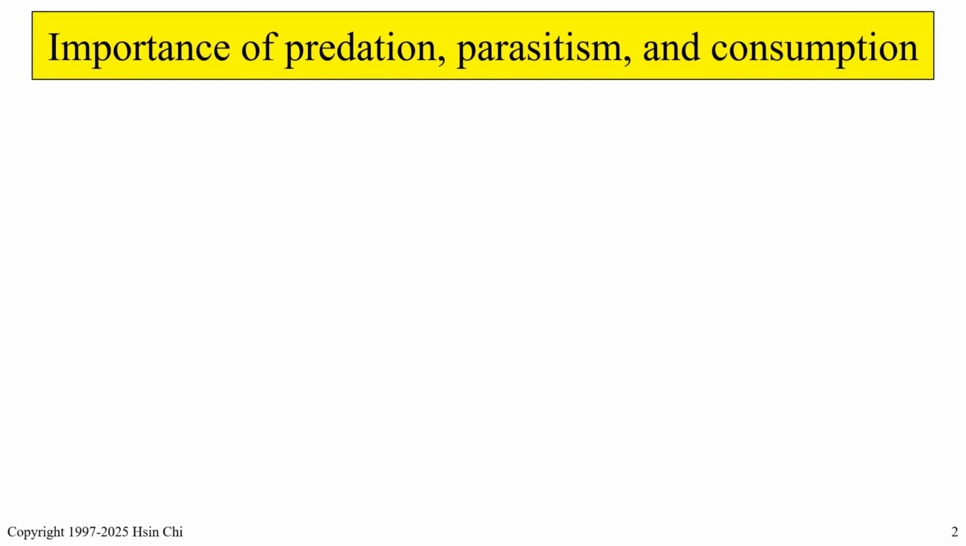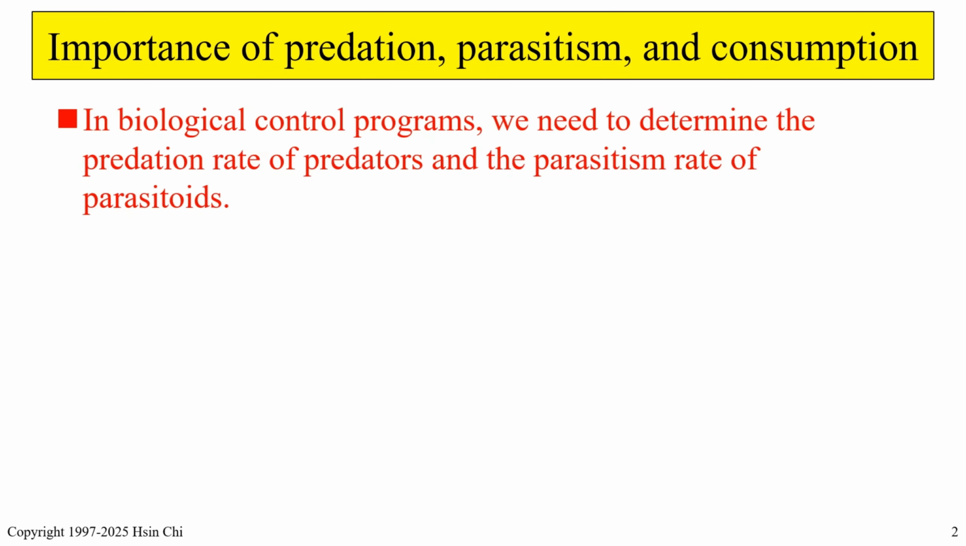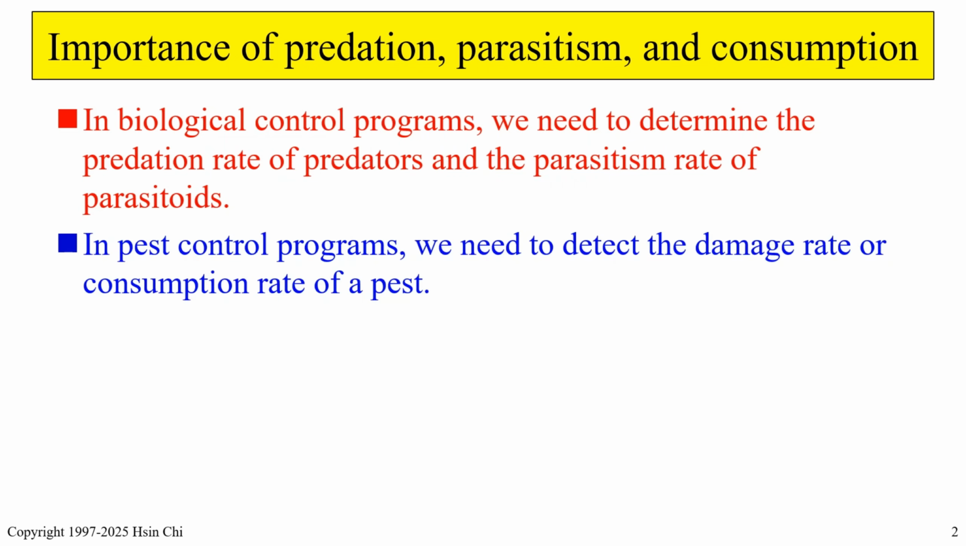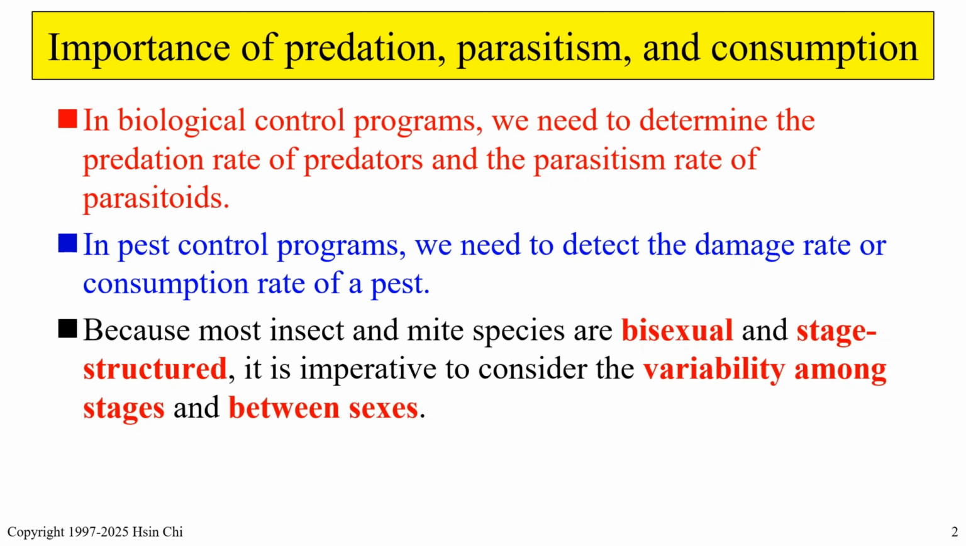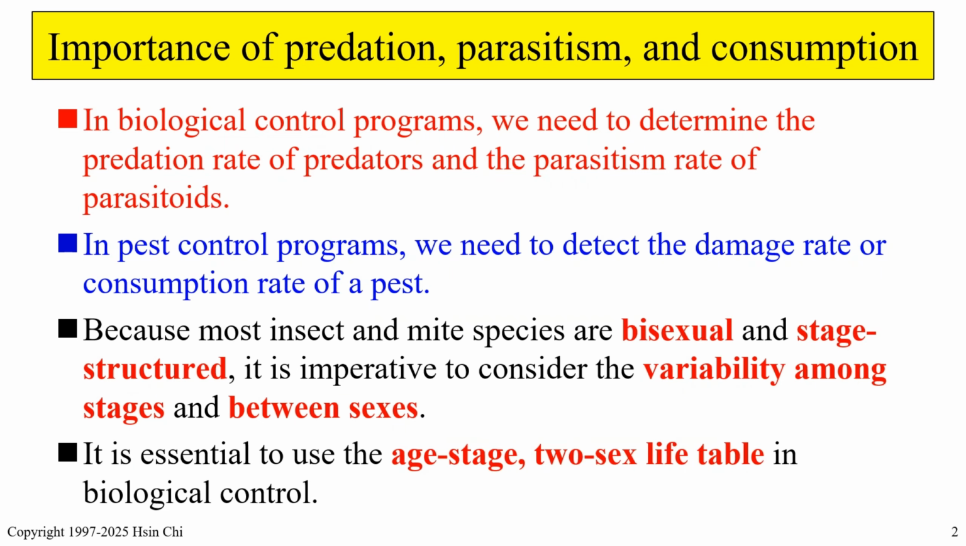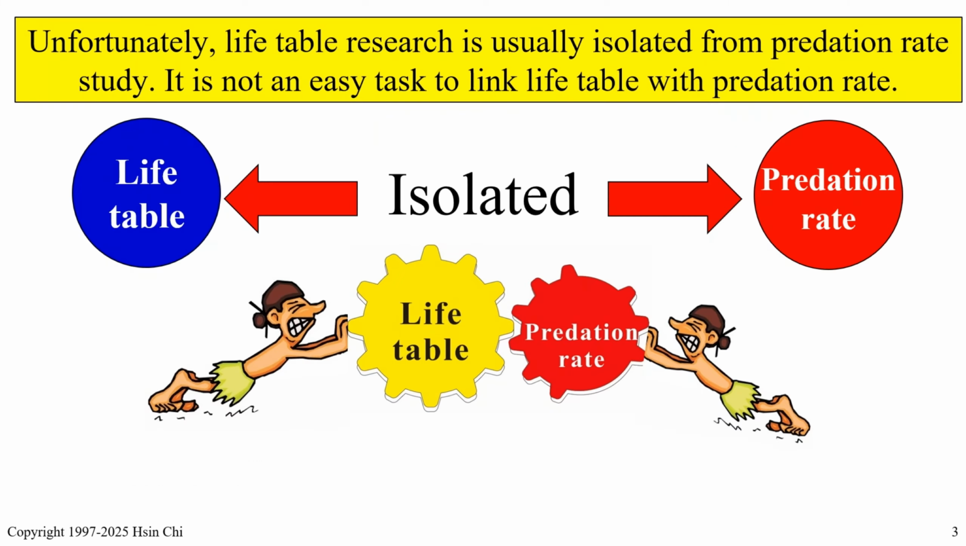Firstly, you have to know why predation rate, parasitism rate, and consumption rate are important. In biological control programs, we need to determine the predation rate of predators and the parasitism rate of parasitoids. In pest control programs, we need to detect the damage rate or consumption rate of a pest. Because most insect and mite species are bisexual and stage structured, it is imperative to consider the variability among stages and between sexes. Therefore, it is essential to use the age-stage, two-sex life table in biological control.